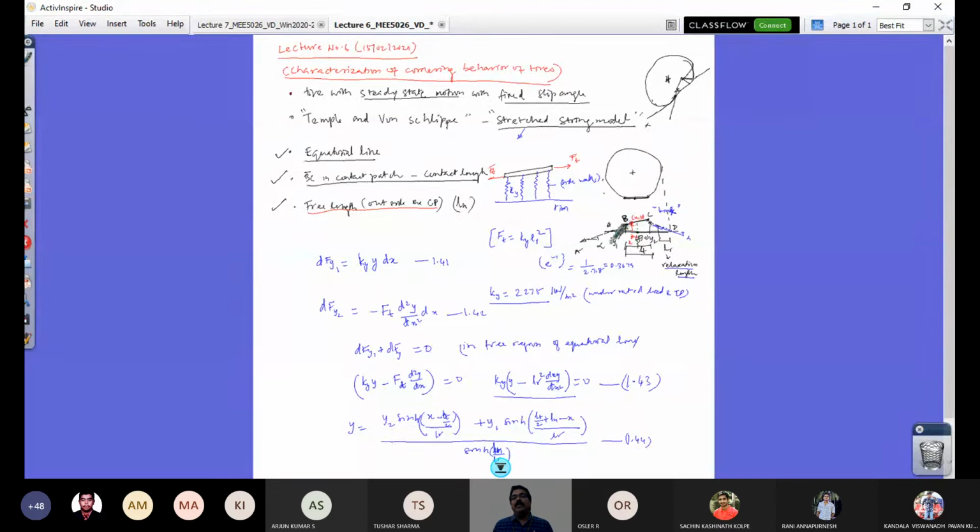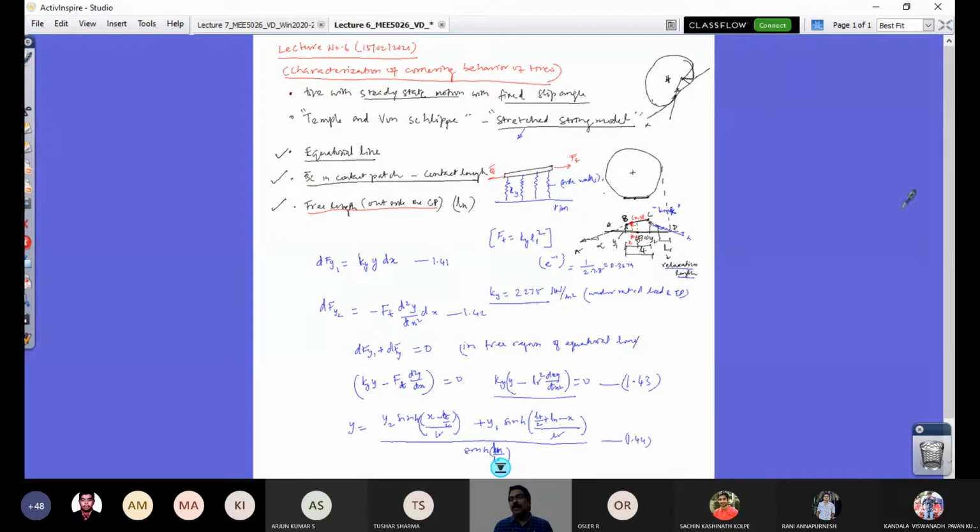So other than that, in the free equatorial line, these elemental forces are equal to 0. So I just add equations 1.41 and 1.42, and I have this equating to 0. If you look at it, it is a second order differential equation. So if I solve for y, I get my deflection. This equation's solution is given by this.